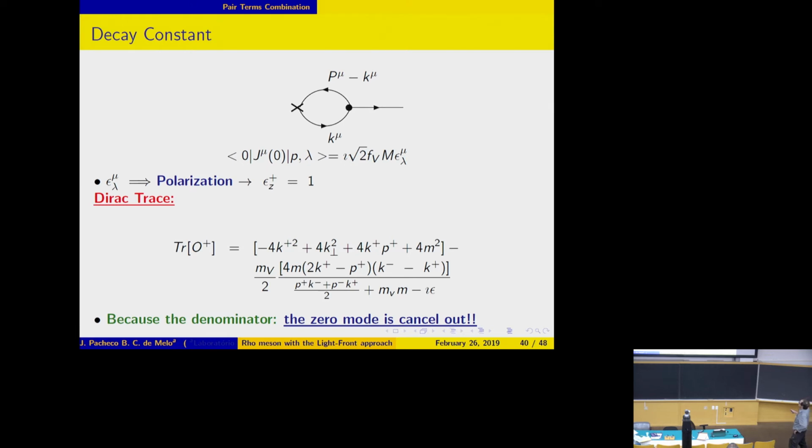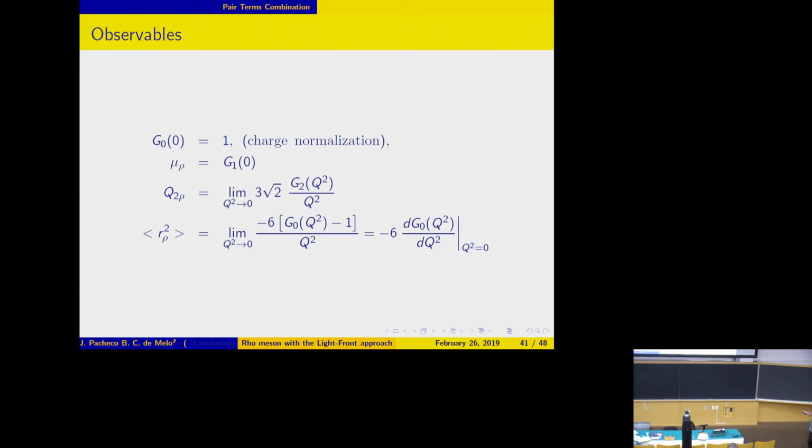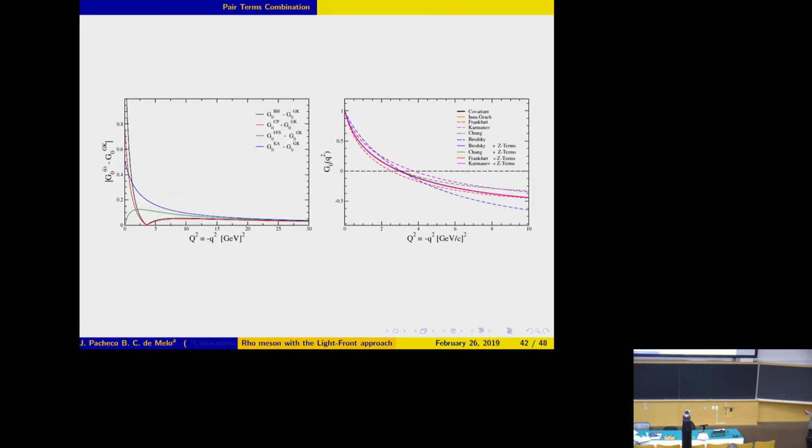Okay, I can also calculate the K constant. Here you do not have the first part of the trace, you do not have the minus dependence, but here you have. Because of the structure of my vertex, my model, this cancels out and there are no zero modes. You can calculate the observables: charge, magnetic moment for the Rho meson, quadrupole, and also the electromagnetic radius.